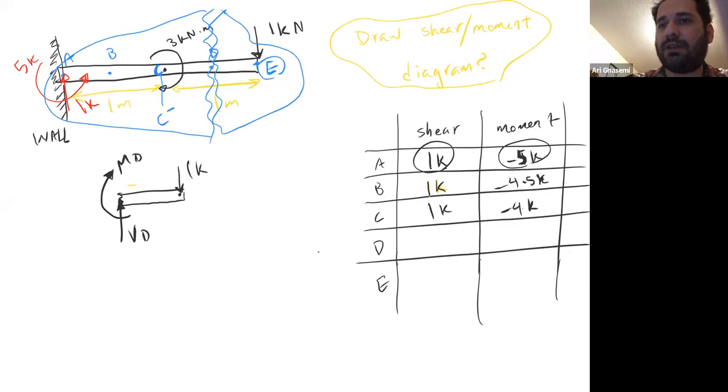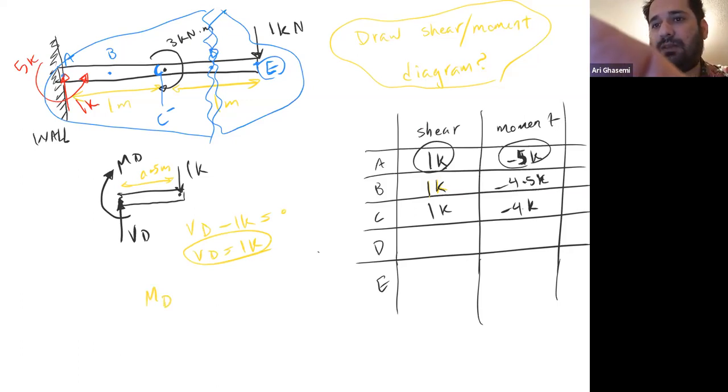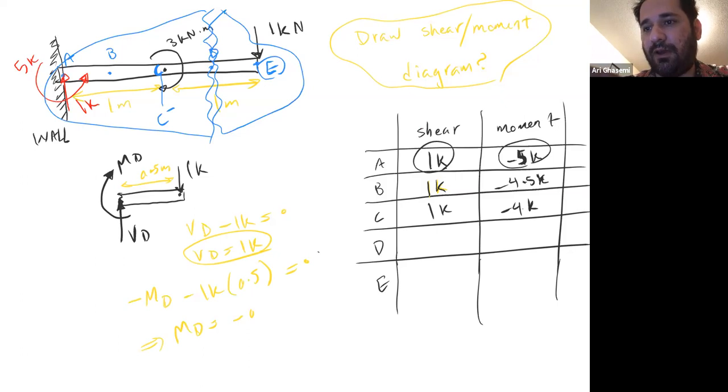And don't forget, from here to here is 0.5 meter. If you write the equations, you get VD minus 1K is equal to 0. VD is equal to positive 1K. And moment about point D gives you negative MD, no VD, because it passes through point D. So negative MD, negative 1K times 0.5 meter is equal to 0. That means your MD is equal to negative 0.5K. So 1K times 0.5, and it's negative. You take it to the right, negative 0.5K.